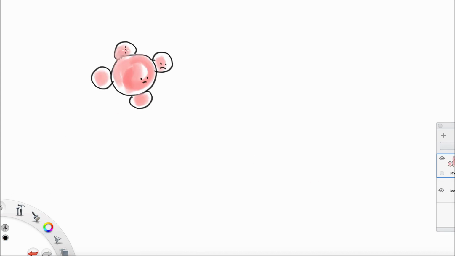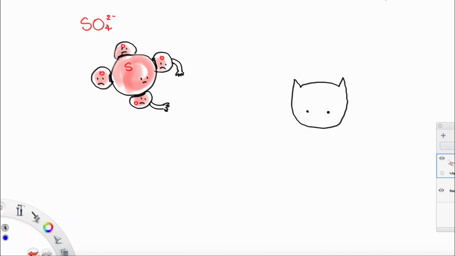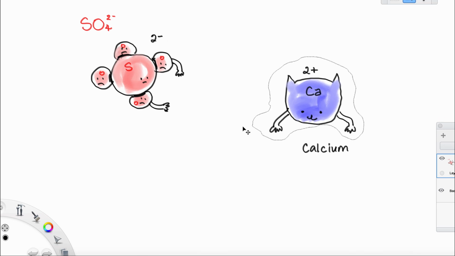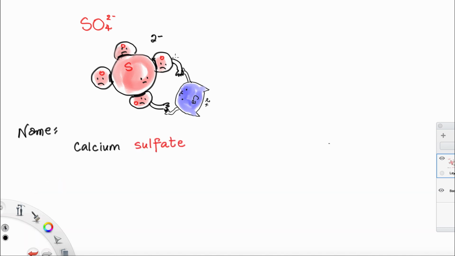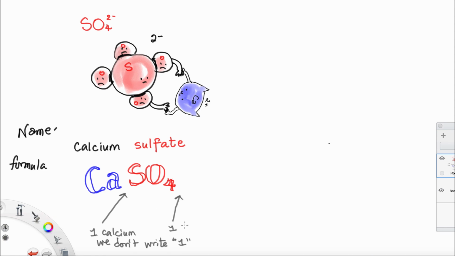So here is sulfate. And sulfate, SO4 negative 2, wants to bind with calcium. How will they do it? Well, 1 calcium will bind with 1 sulfate. The formula would be CaSO4.